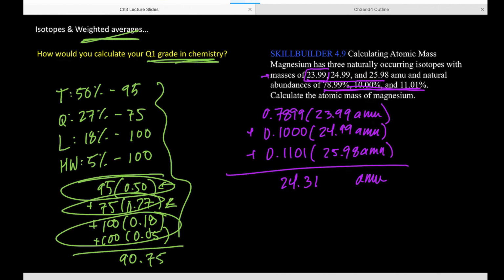Okay, no worries, you'll do a lot of practice. Just a few tidbits. Let's say that it asks you to figure out what element it is. Well, we could go look at the periodic table and figure out, oh, what matches that? Because what's on the periodic table is the average atomic mass. Just things you should know.